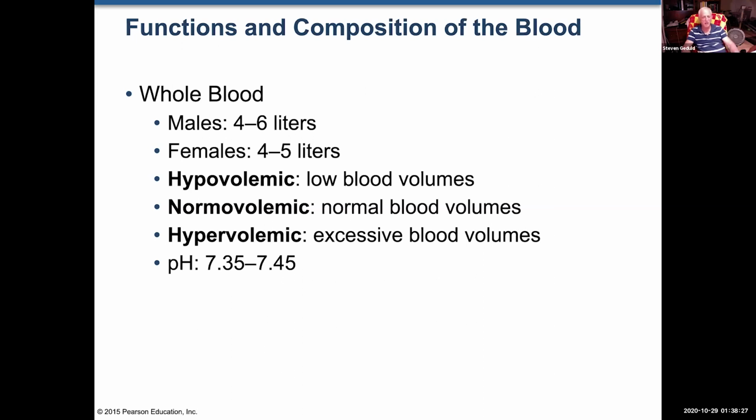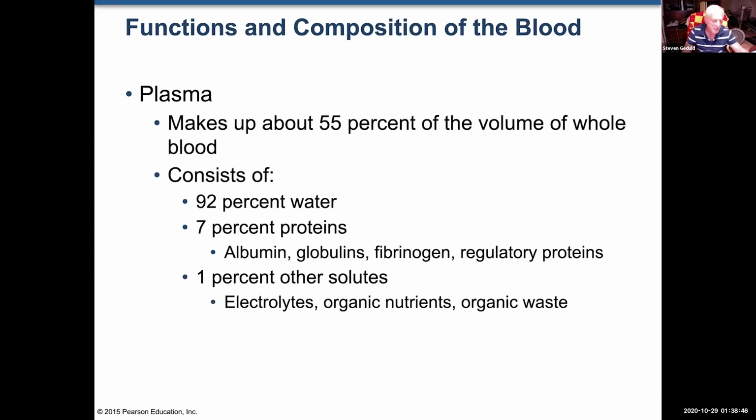The pH of blood usually runs between, well, always between 7.35 and 7.45. Outside of that range, the enzymes cease to function, and you will get extremely sick. So pH is always maintained between 7.35 and 7.45. Plasma, we talked about the plasma. That's the liquid portion. It makes up roughly 55% of the whole blood.